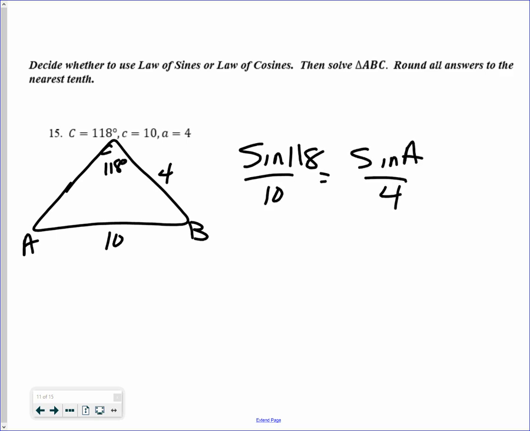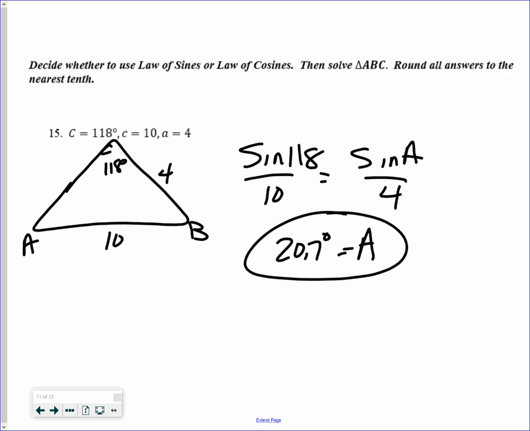We don't have to worry about the two triangle situation because our angle that we are given is obtuse. So remember, that is not the scenario that I gave you. Cross multiply and solve. Angle A would be 20.7 degrees.